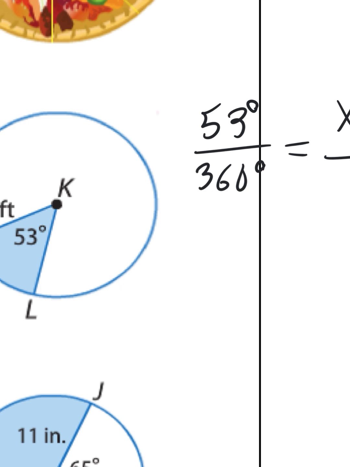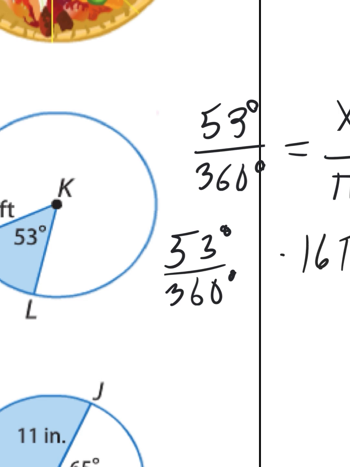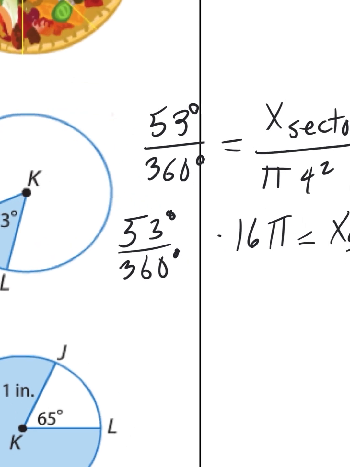What's the area of that circle? Pi r squared. What's r? What's the radius? 4. So 4 squared. Okay? So I'm going to multiply both sides by 16 pi. So it's going to be 53 divided by 360. Those degree measurements, they'll cancel, so that'll be a dimensionless number. I'm going to multiply that by 16 pi. That will be the sector's area, the area of the sector.